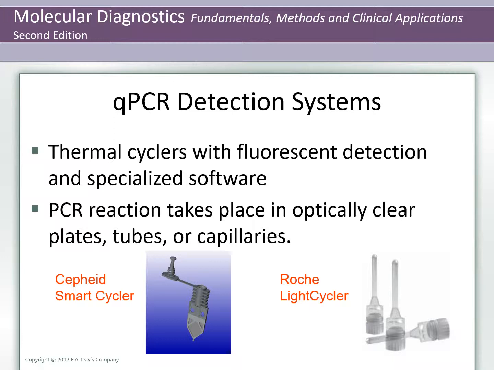As we saw earlier, automated detection systems include equipment such as thermal cyclers that rapidly and automatically change the required incubation temperatures, holding each for designated periods. These systems include fluorescent detection and specialized software to detect and analyze products and produce results. With these systems, PCR reactions take place in optically clear plates, tubes, or capillaries, such as the Cepheid SmartCycler clear plate or the Roche LightCycler capillary tubes.